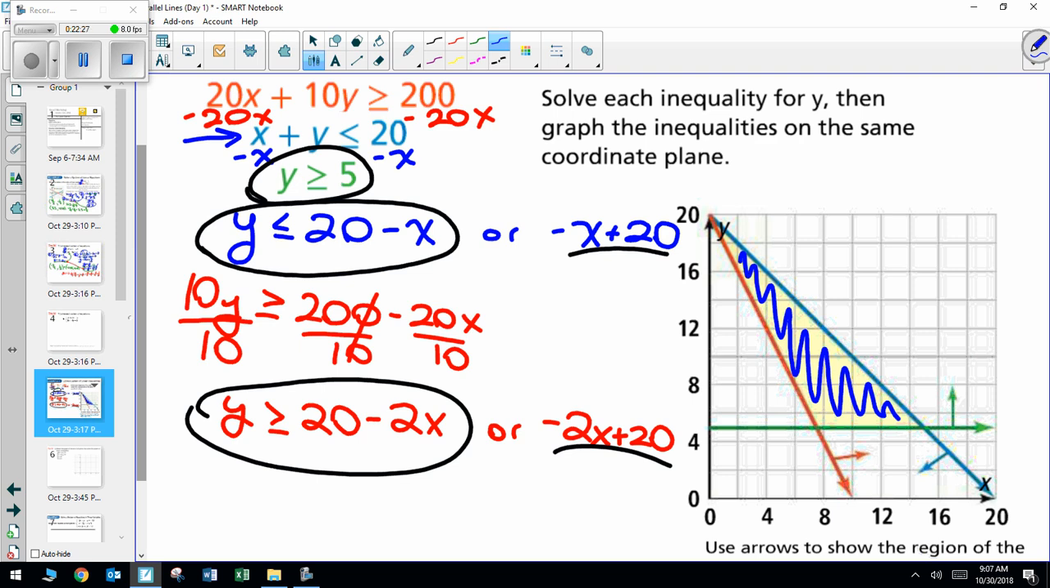So if I pick 10,6, that is a point in that shaded region, that would work for all three of those equations. It would make all three of those equations true. Right? The same with any other point in that region. As long as it's in the shaded region, it would be an x and a y that would make all three of those inequalities true.